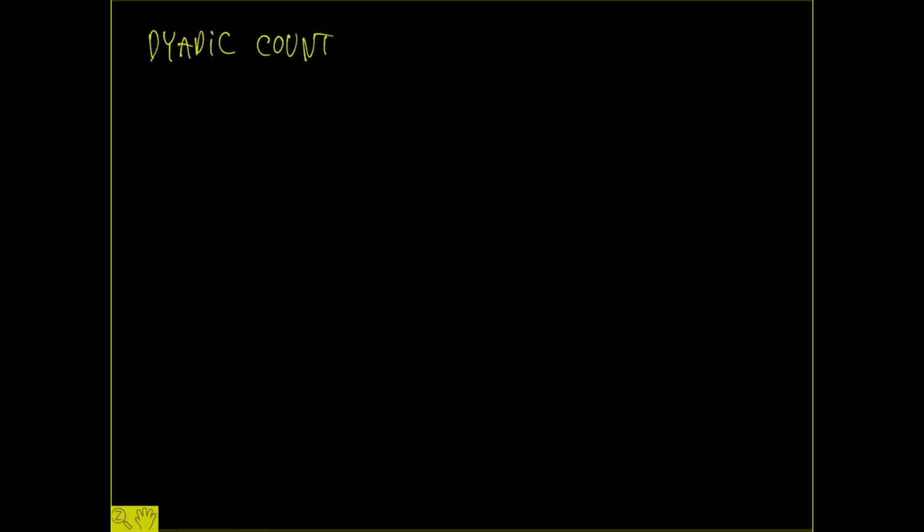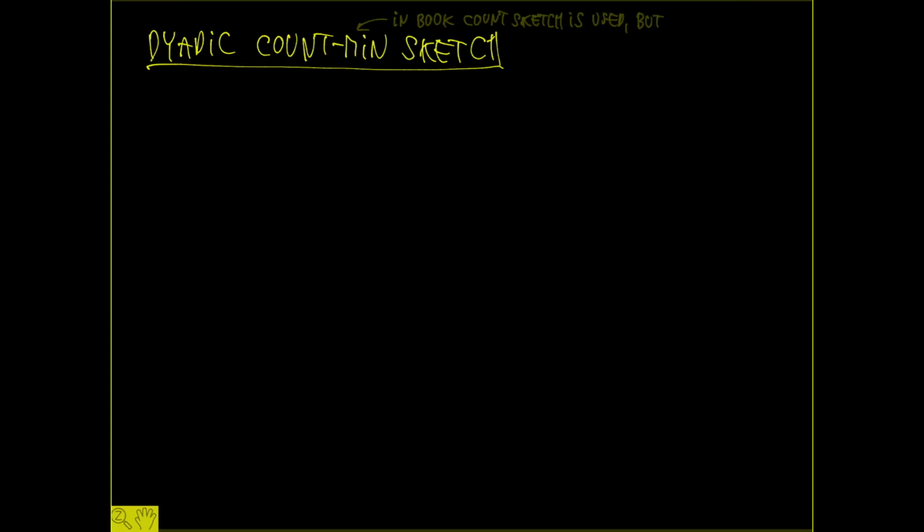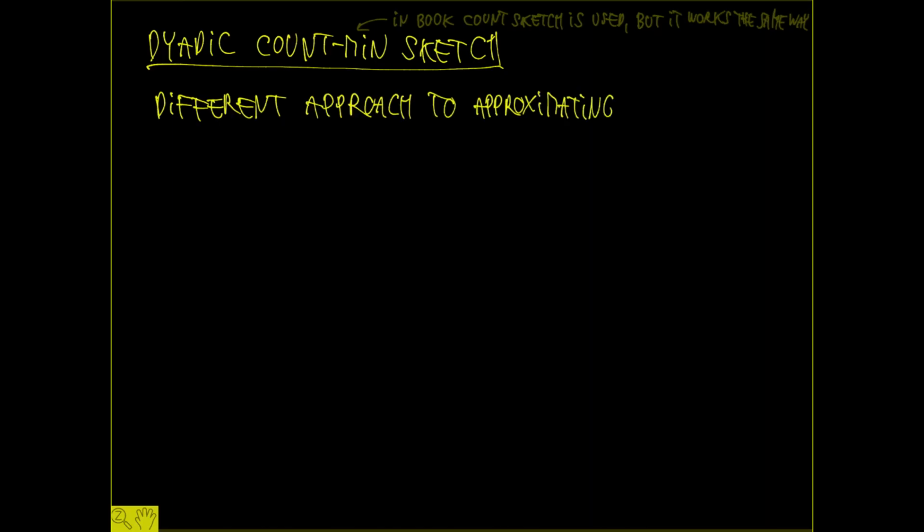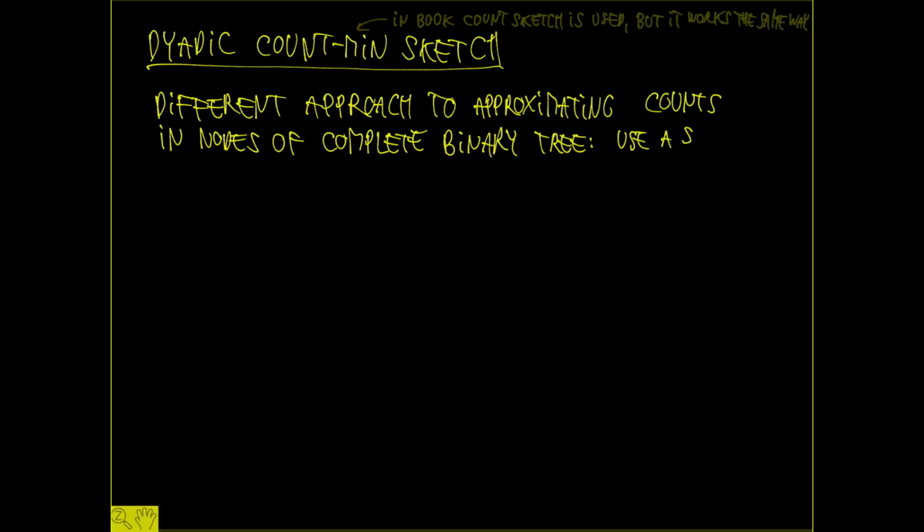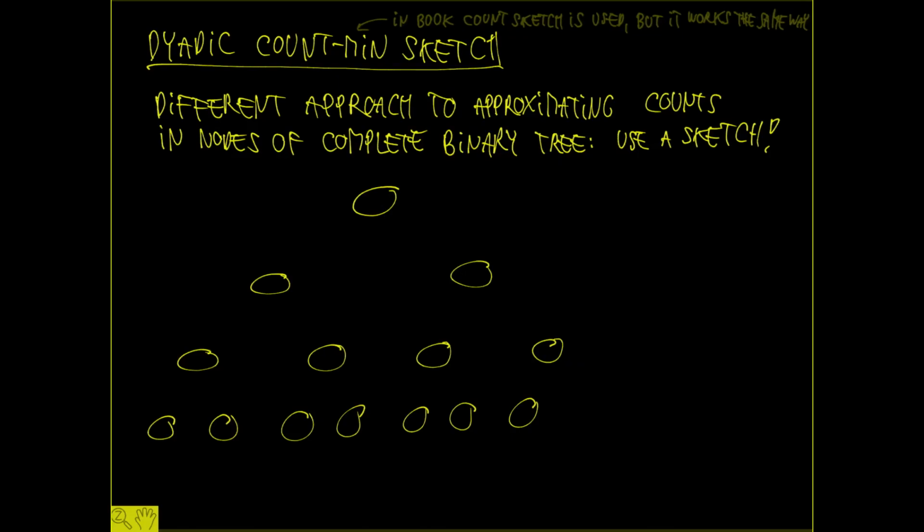The next summary we are going to look at is the so-called dyadic count-min sketch. In the book, there is a discussion of the dyadic count sketch, which is exactly the same thing, except that count sketch is used rather than count-min, but it works essentially the same way. The idea is to use a count-min sketch to compress the counts in a complete binary tree. So let's consider the complete binary tree.